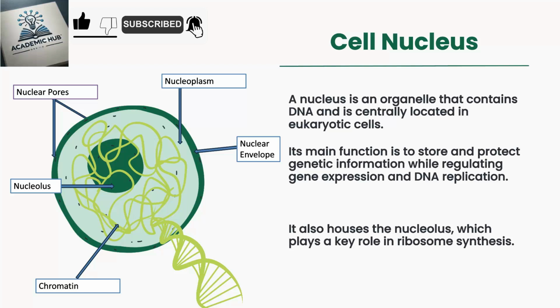Nuclear pores: their function is that they allow RNA, proteins and signaling molecules to pass in and out. Chromatin is a combination of DNA and proteins, histone proteins, that condense into chromosomes during cell division. Nucleoplasm is a gel-like substance that supports nuclear components. Nucleolus is a dense region inside the nucleus responsible for ribosome production.